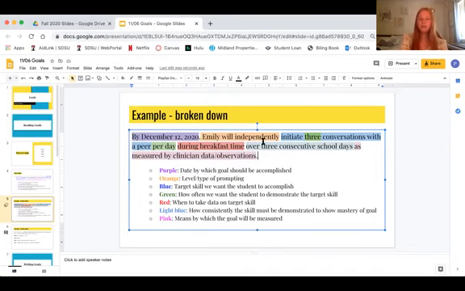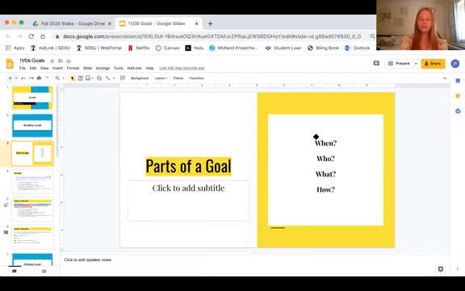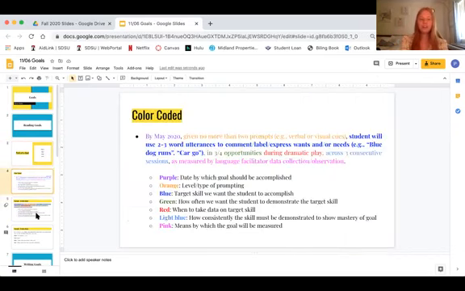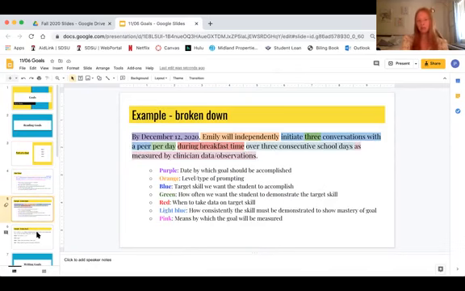Being able to have a goal, highlight the different parts, and then you can understand when the goal needs to be completed by, who the goal is about, what you're asking them to do, and how you're asking them to do it. Going back to this slide, right? The when, who, what, and how, and then just color coding it. Maybe that'll help you guys out.